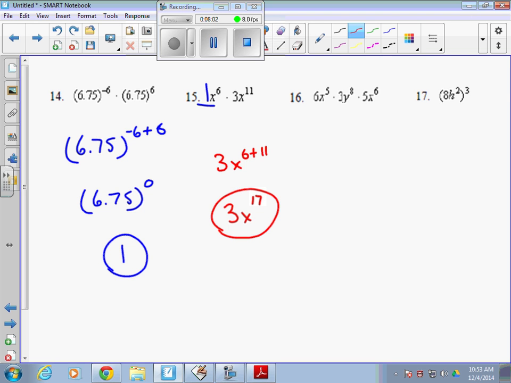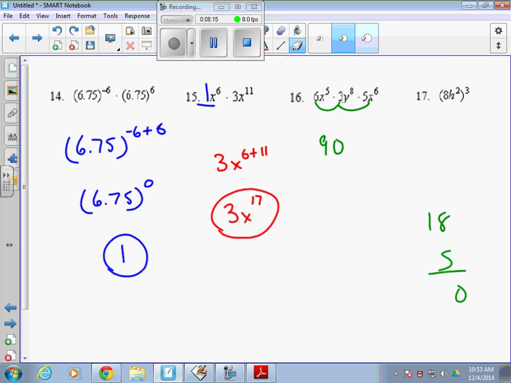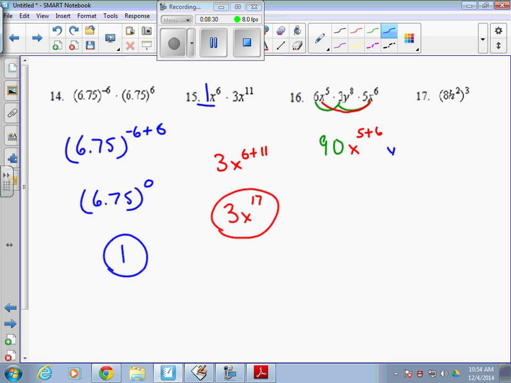You're going to multiply all of the coefficients. 6 times 3, it's 18. And 18 times 5 is 90. So you have 90 for multiplying all of your coefficients together. Then multiply the same bases together. Both of these are x. So x to the 5 plus 6. And there's only one y, and it's to the 8th. So we'll fix this up. 90x to the 11th, y to the 8th.